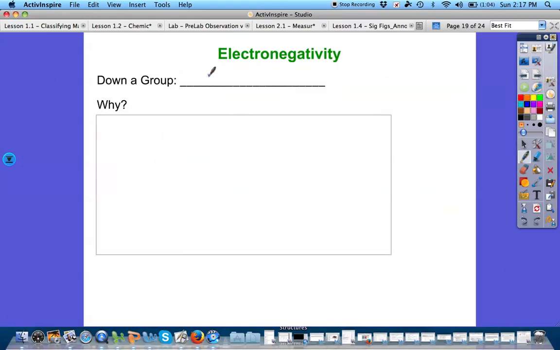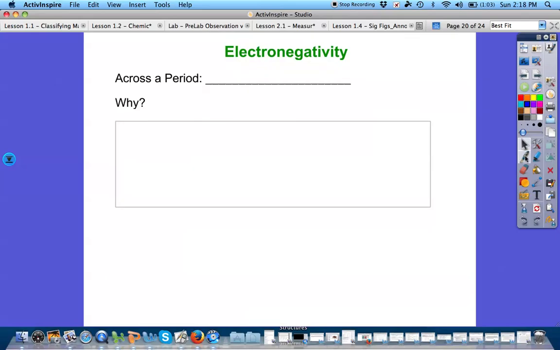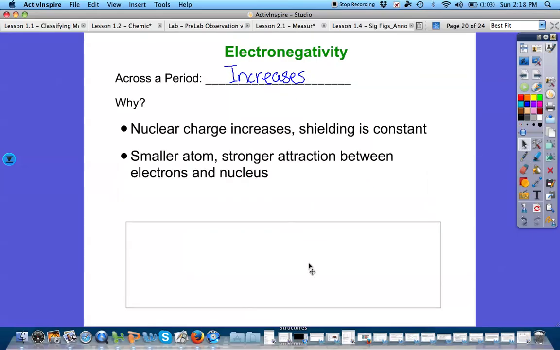Electronegativity, as you go down a group, decreases. It's the same as ionization energy. As you go down, it increases or decreases. So why is this? Increased shielding with each new energy level. The larger atom, there's less attraction to the nucleus. As you go across a period, the electronegativity increases. We have a smaller atom because the nuclear charge is increasing, stronger attraction between the electrons and the nucleus.